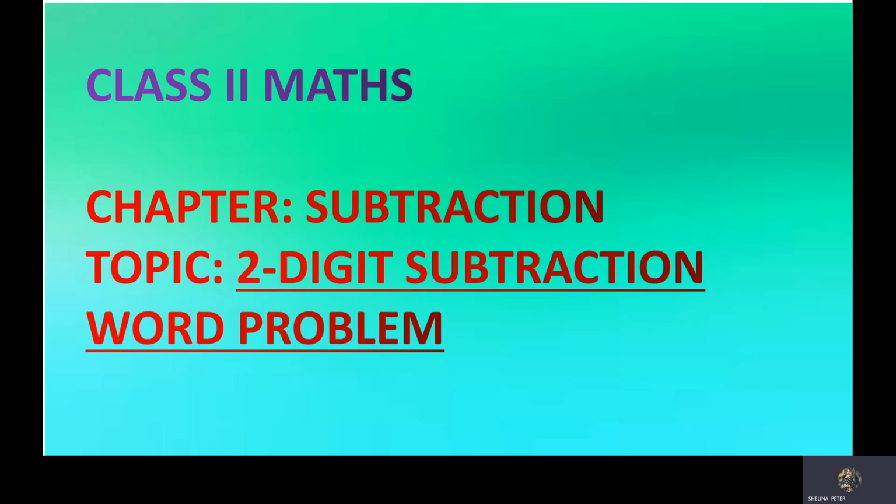With and without borrow. So, today we are going to start a new topic. We are going to learn two-digit subtraction word problem. So, previously we have done two-digit addition word problem. Today we are going to learn two-digit subtraction word problem. So are you ready for the class? Let's begin.